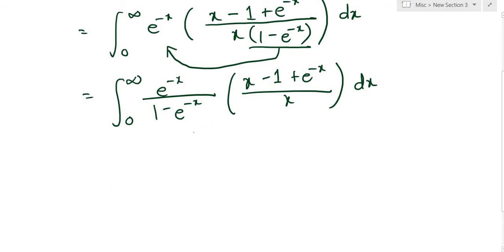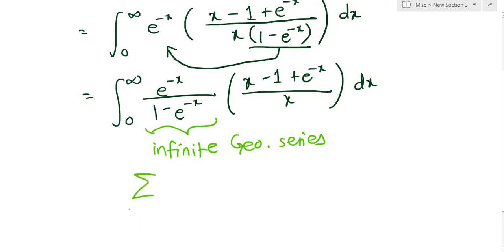Now I don't know if you see this, but this part reminds us of a strange formula we had. It reminds us of the infinite geometric series formula. Why is that? Because say you had an infinite geometric series, say sum from n equals 1 to infinity of a times r to the n minus 1 power.